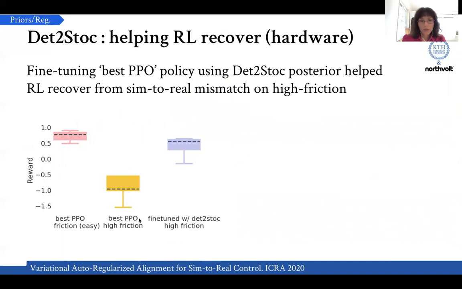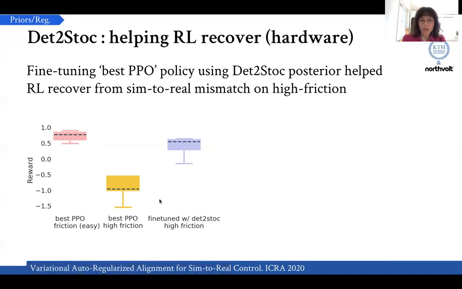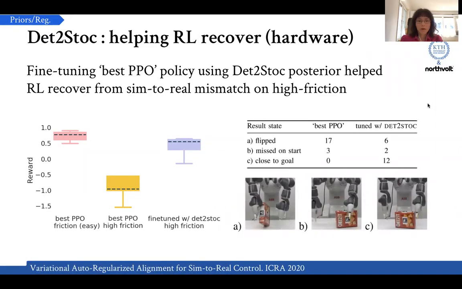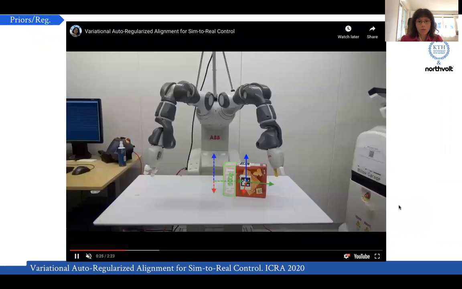And then we saw what this policy would do when we placed a high friction pad underneath the box. Of course, the performance was very bad because there is a pretty big mismatch between the low friction and high friction condition. So then we fine-tuned the policy with DiffTune, meaning that we estimated the posterior of the simulation parameters and then fine-tuned the PPO policy using this better aligned posterior. So let's take a look at what happened here with the hardware experiments.